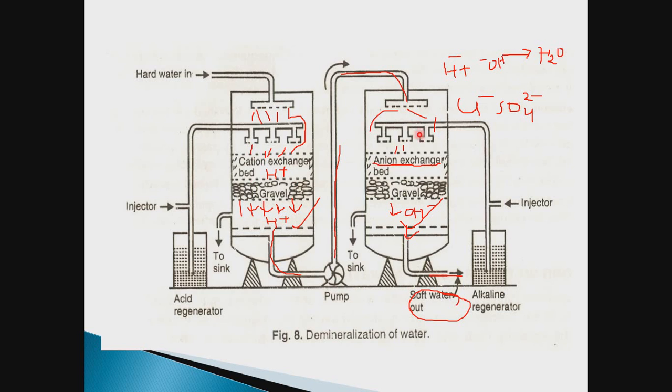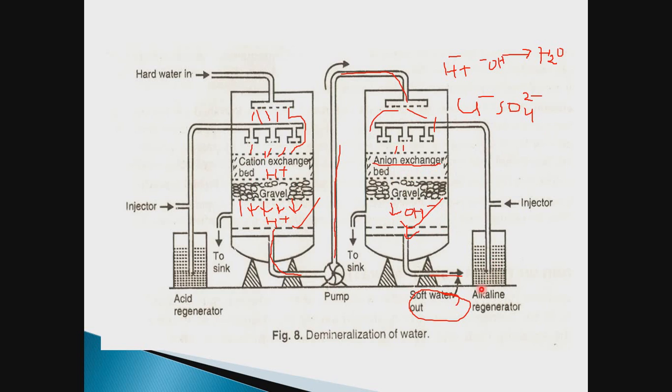And in the right hand side column, this is the anion exchanger column, which earlier had OH negative ions, but after the use of that resin, it will also become exhausted. That means the OH negative ions present in these anions would be exchanged. Now this will have the chloride ions, sulfate ions, like that. So these ions now we have to remove.